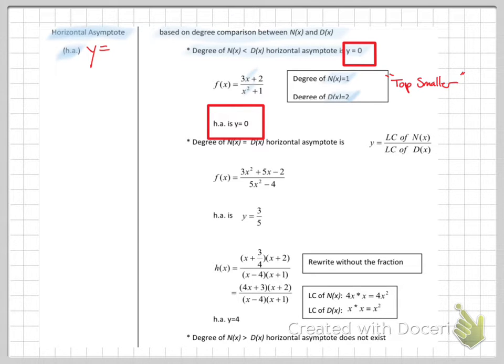You'll learn why when you get to calculus. It's about limits. Basically, limits means you're plugging infinity in. If I have infinity times 3 plus 2 divided by infinity squared plus 1, the bottom gets bigger faster, and so you end up with the horizontal asymptote at y equals 0.